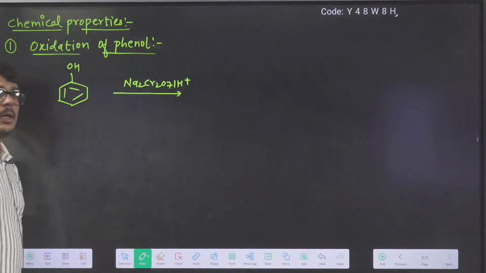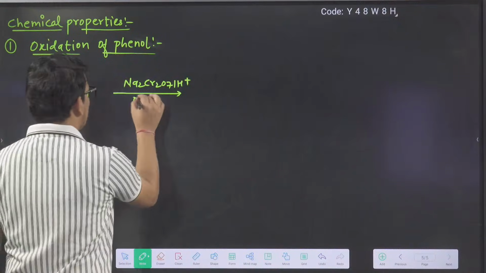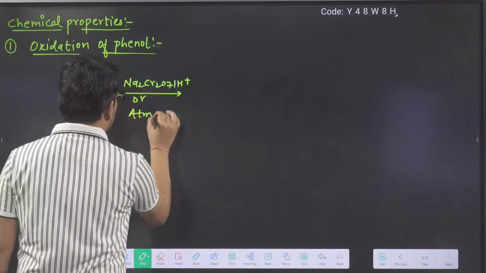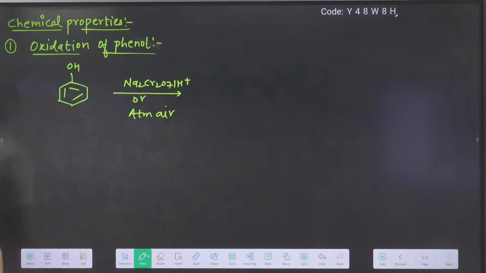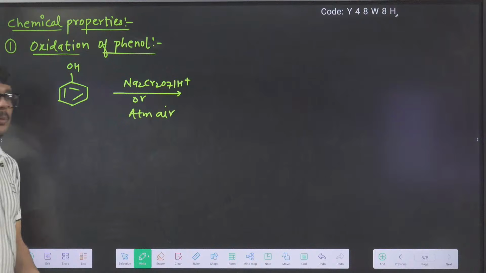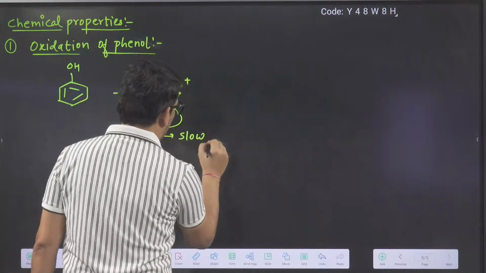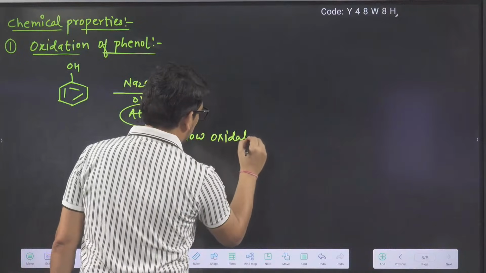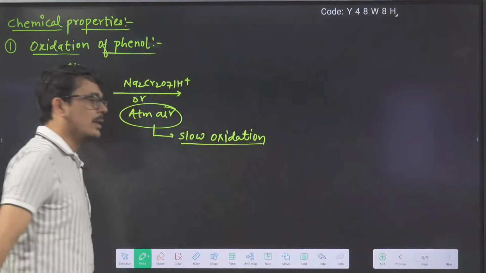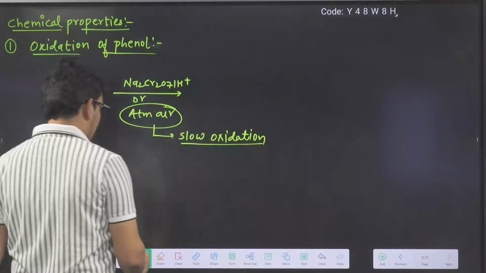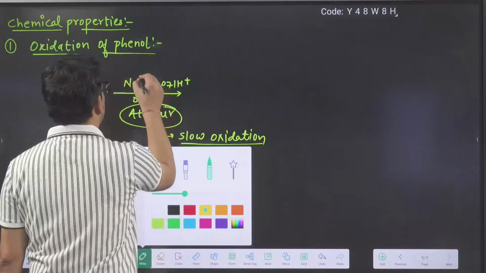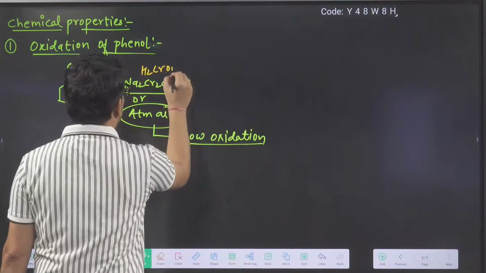So when phenol comes in contact with Na2Cr2O7 in acidic medium, or here I can also use atmospheric air, in both cases phenol can be oxidized. But remember, this is slow oxidation. Here, in place of Na2Cr2O7, chromic acid can also be used.